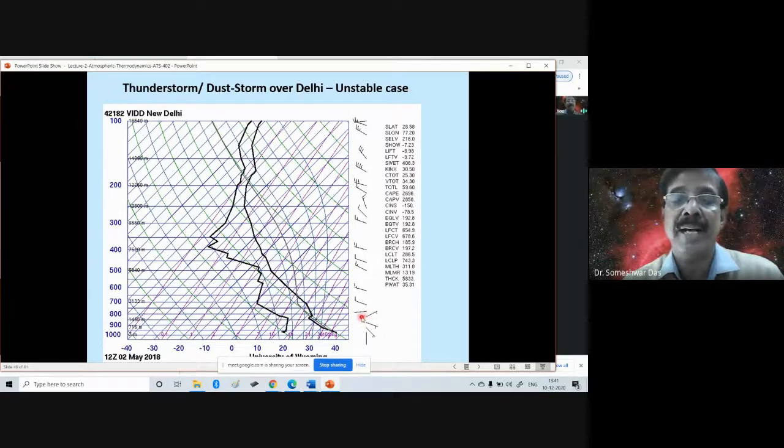Further, if you go high, at about 800 millibar, then wind direction has changed now to northeasterly, 5 knots. If you go further high, say at 700 millibar, then wind direction has changed now to almost west northwesterly, 10 knots. Further high, still west northwesterly, 15 knots, and then so on, right?